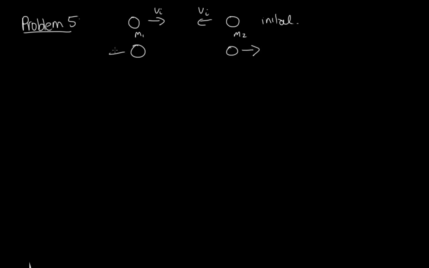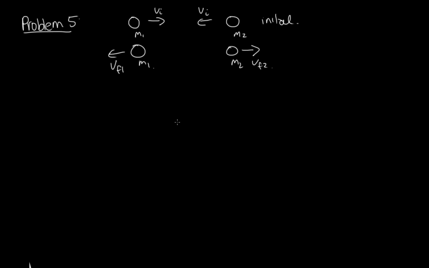Problem 5. So in this problem we're looking at a collision between two boats. Initially we've got two boats heading towards each other, both with a velocity v initial. This is mass 1 and this is mass 2. And then after the collision we've got two boats heading away from each other, one with velocity vf1, which stands for v final 1, and one with velocity v final 2, and this one's m2 and this one's m1.